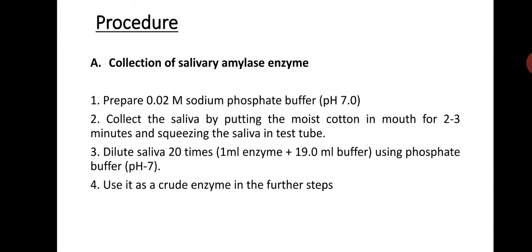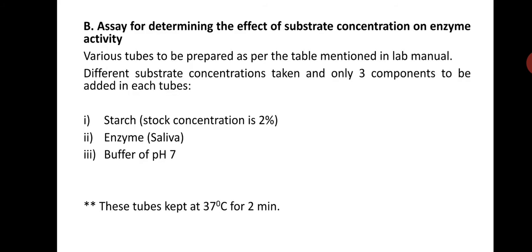You are preparing buffer. You are taking saliva from your mouth with the help of a cotton. Just chew that cotton, squeeze that cotton in a test tube, collect whatever amount you are able to collect, then dilute it 20 times, that is 1 ml of your saliva, 19 ml of your water, buffer. So the same buffer which you have just talked about, then use it as a crude enzyme preparation.